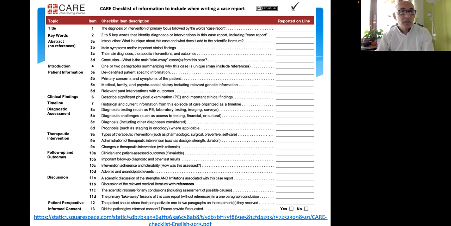For case reports or case presentations, we have the CARE guideline. The CARE guideline is specifically designed and developed to help scientists to write a case report. As you see, the CARE guideline, similar to STROBE, has in the checklist information about the title, the introduction, the methods, findings, discussion, etc.